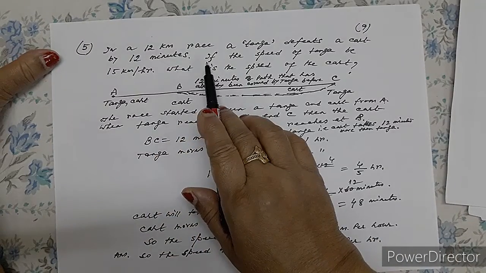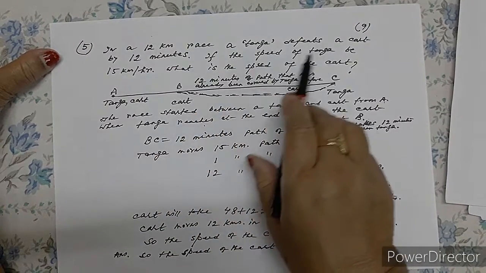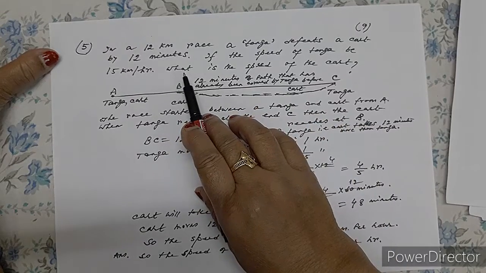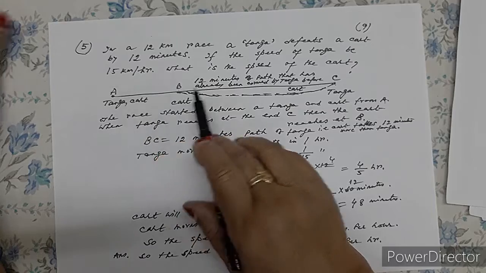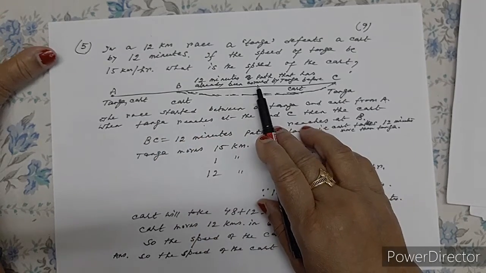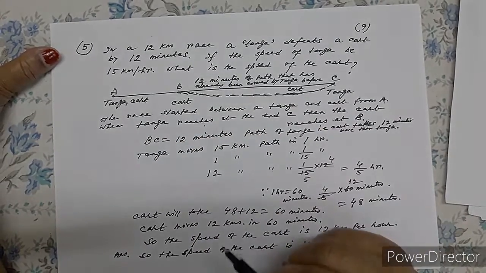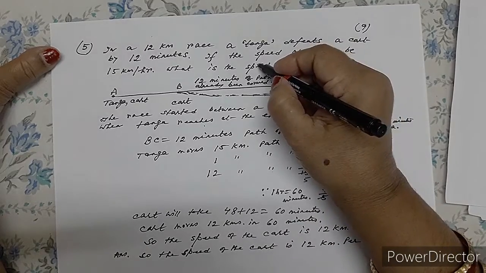In a 12-kilometer race, a Tanga defeats a cart by 12 minutes. If the speed of the Tanga is 15 kilometers per hour, what is the speed of the cart? What is the speed of the cart?